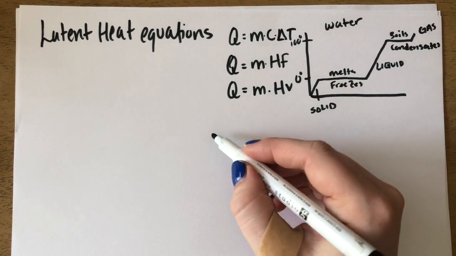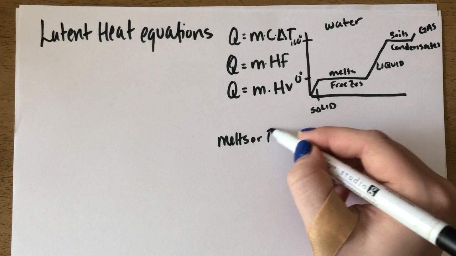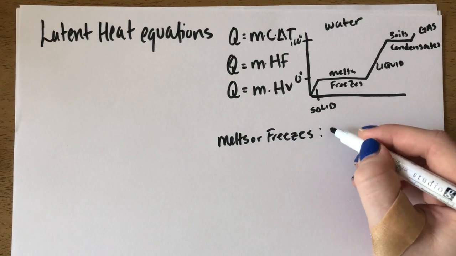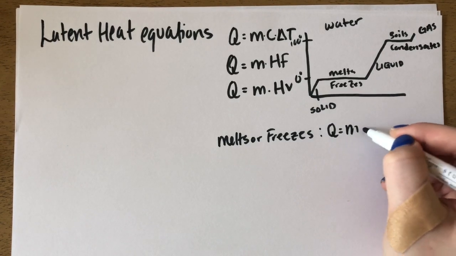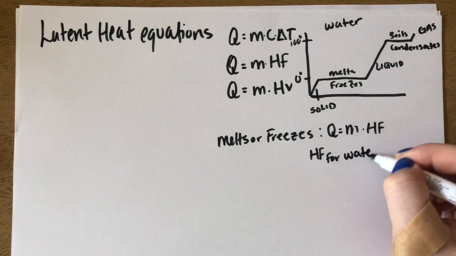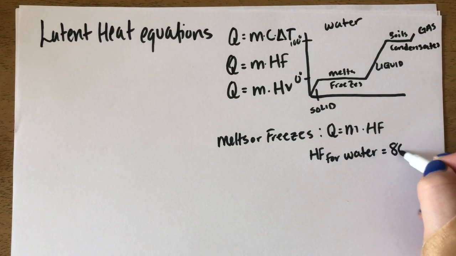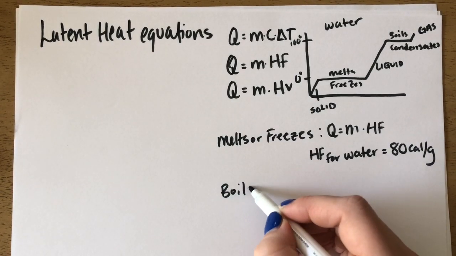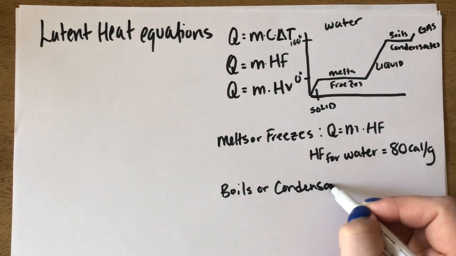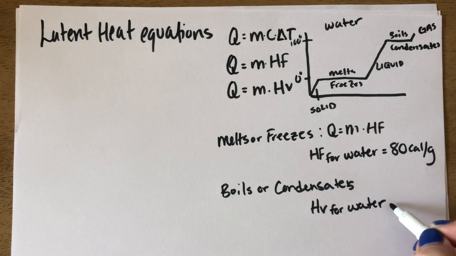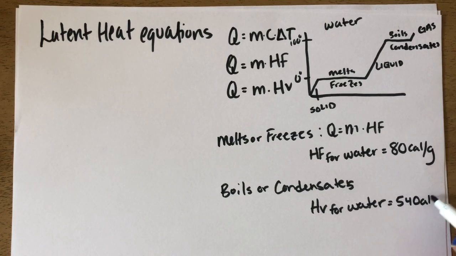So during our heat of fusion, this is where we melt or freeze. And when we're using the equation for water, the heat of fusion for water is going to be 80 calories per gram. And when we're boiling or condensing, otherwise known as vaporizing, we're going to use the heat of vaporization equation for water, and that is 500 calories per gram.